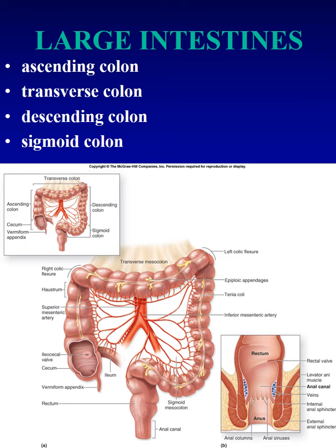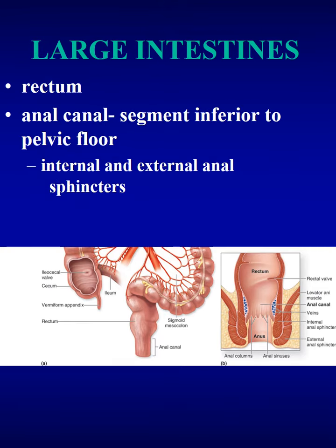Then we have the descending colon, which is found along the left side of the abdominal cavity until it terminates at the sigmoid colon. The sigmoid colon originates where the descending colon curves and then immediately turns inferiorly towards the pelvic cavity. The rectum is connected to the sigmoid colon and is a muscular tube that readily expands to store accumulated fecal material prior to defecation.